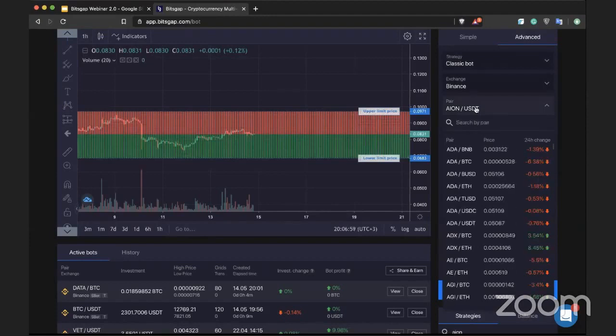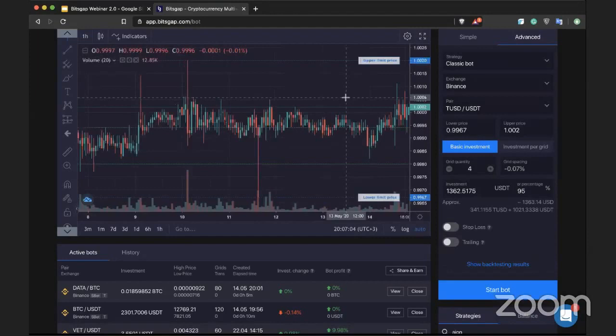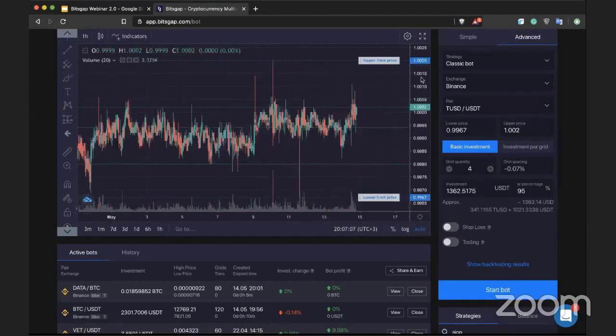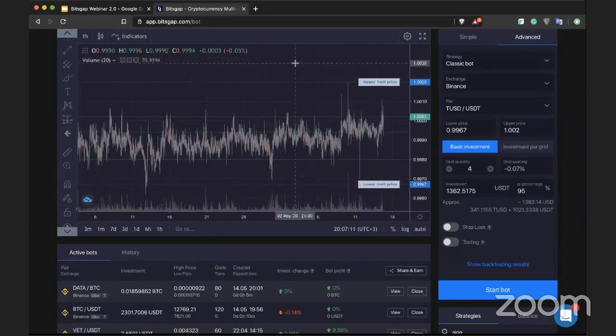Let's use TUSD trading to USDT, as the idea of each stablecoin is to have the value equal to $1.